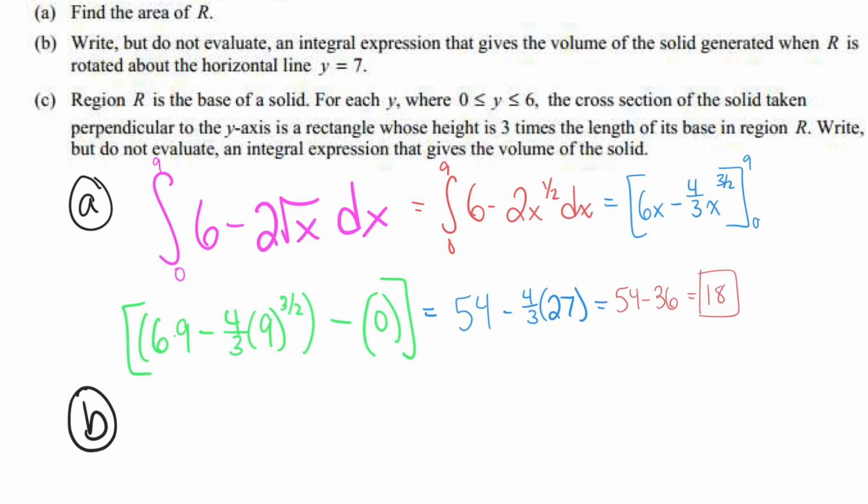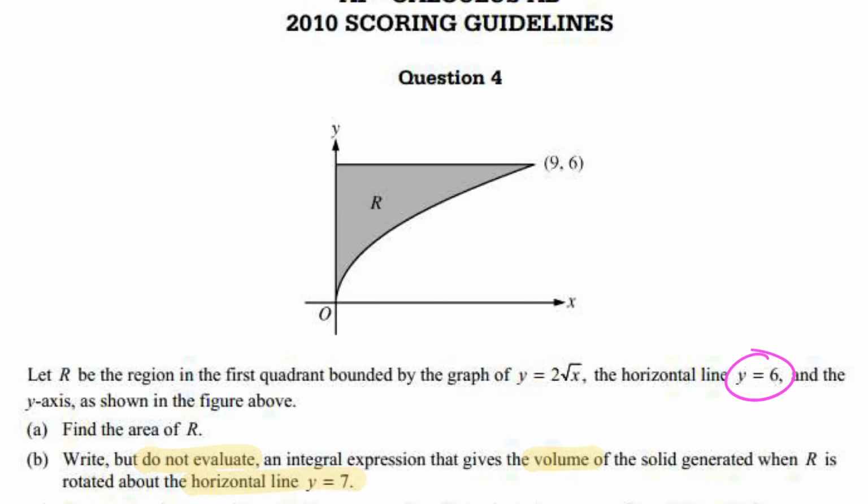So now problem B is asking us to write, but not evaluate, an integral expression that gives the volume of the solid generated when R is rotated about the horizontal line y equals 7. So let's take a look at our picture. So we are going to take this shape and rotate it about y equals 7, which is above the graph. So we're going to have to use our washer method because when we spin this around, there's going to be this empty sort of area between our shaded piece and that axis of revolution.